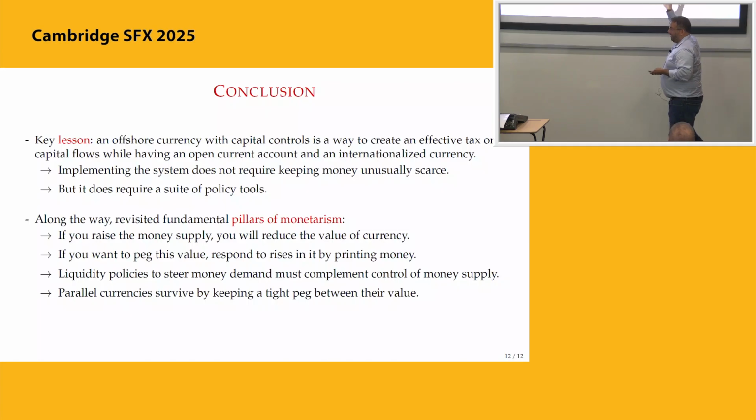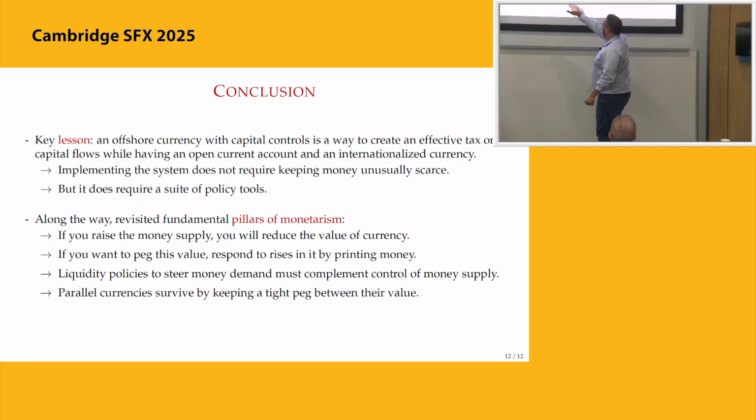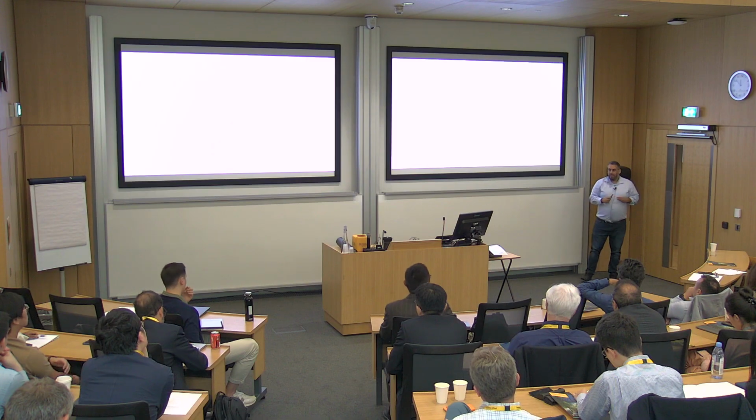And along the way, we revisited a bunch of different principles in monetary economics. I've shown you that if you raise the money supply, you would appreciate your exchange rate, kind of standard, but hard to show most of the time. If you want to peg, you have to print more money to achieve that, or take away money. You must complement your money supply with other policies. And for parallel currencies to survive, you do want to achieve a peg for Gresham's law reasons. So let me end there. Look forward to the discussion.